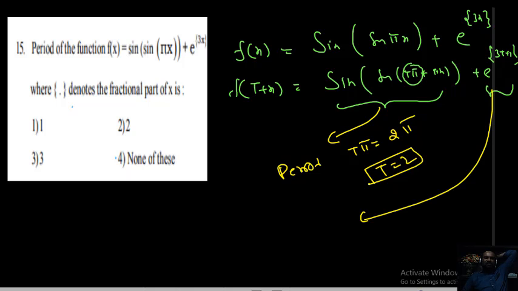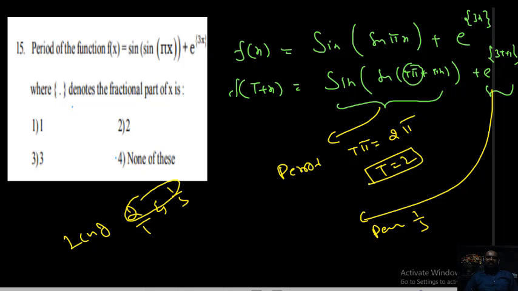Second function, fractional part of x means period 1, no? Fractional part of ax means 1 by a only, no? That's what the period is: 1 by 3. Now you want to find the LCM of 2 and 1 by 3. LCM of 2 by 1 and 1 by 3: LCM of numerators divided by GCF of denominators. So 2 by 1. 2 is the period of the total function. Now I can say 2 is the correct answer for that.